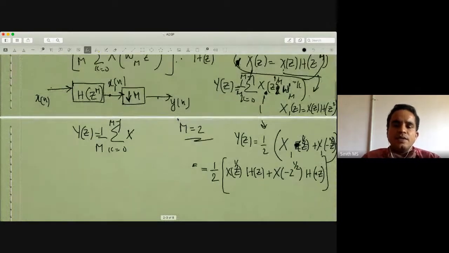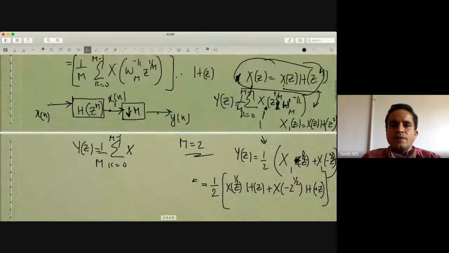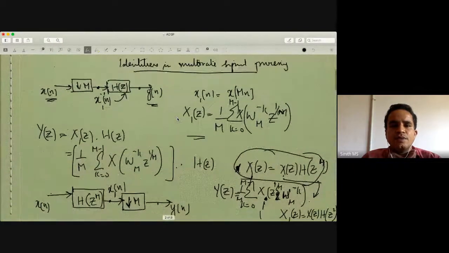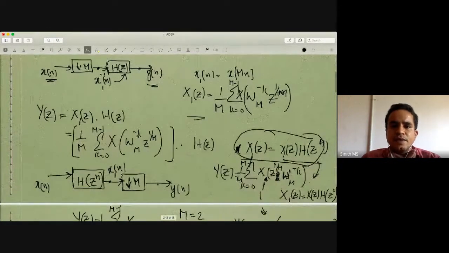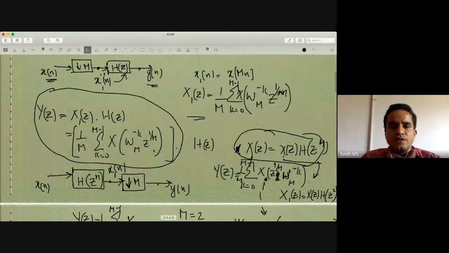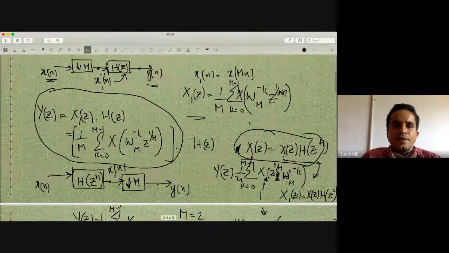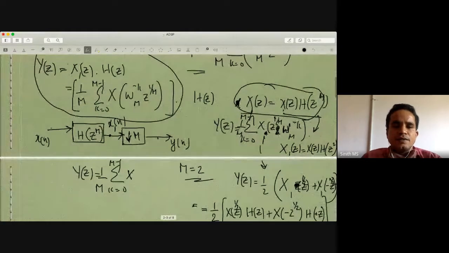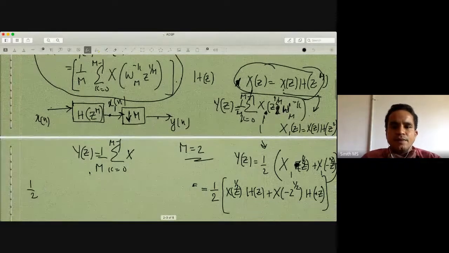Now let us see what happens when you have the output Y(z) written as 1 by m. So if m was 2 here, you can write it as half of X.